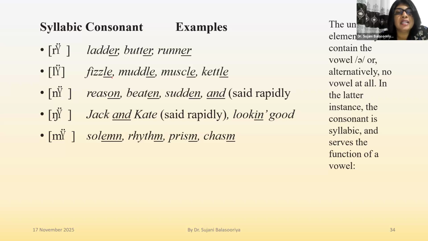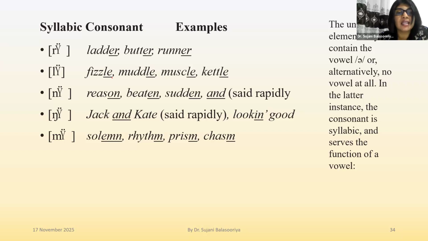And risen, beaten, sudden. When we say them rapidly, these vowel sounds are not usually pronounced. Reason is not pronounced when we say the word quickly. Reason, reason. Beaten, not beaten. Sudden, not sudden. And in slow pronunciation, we say it with the vowel, but in rapid pronunciation, quickly.